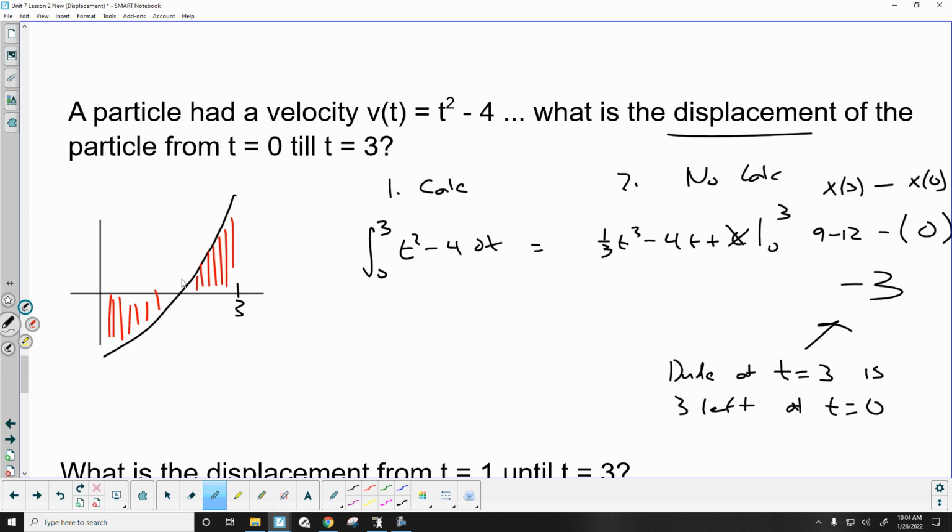He will move left more than he will move right. This area will tell me how far he moved left. This area will tell me how far I moved right. If I knew when my velocity hit 0, I could split this up into when I'm negative, when I'm positive. Go ahead and confirm that negative 3 using your calculator.